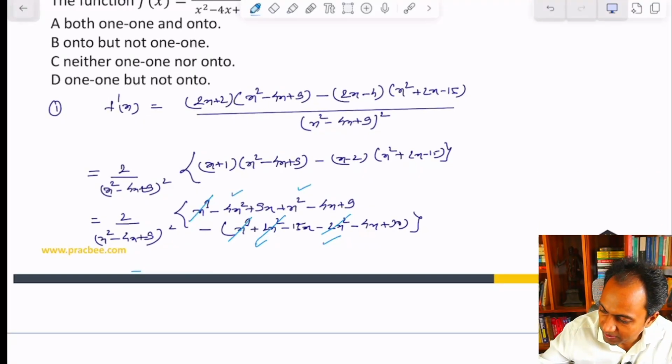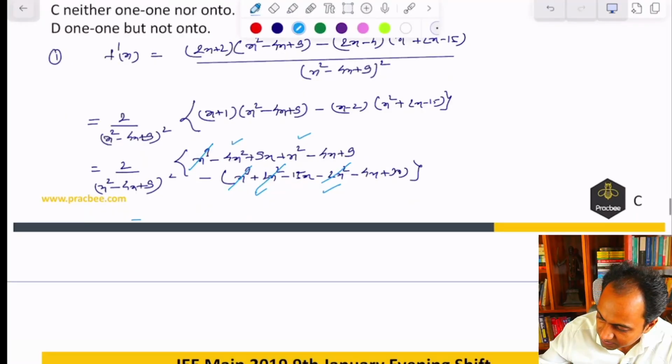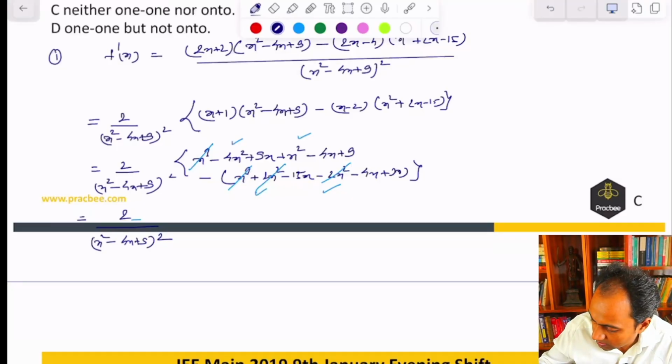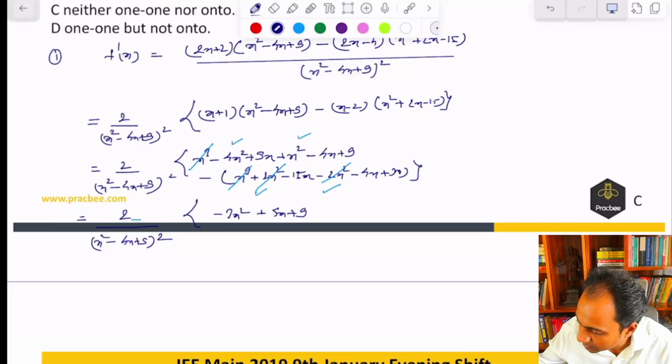Now, if I simplify this, it comes out to be 2 upon x square minus 4x plus 9 whole square, and if simplified becomes minus 3x square plus 5x plus 9, and from the other part it becomes plus 19x minus 30.